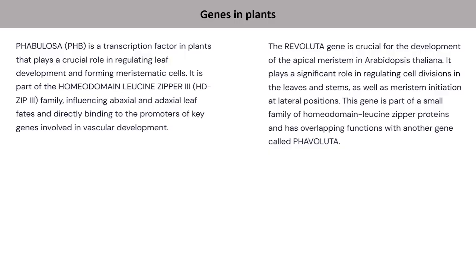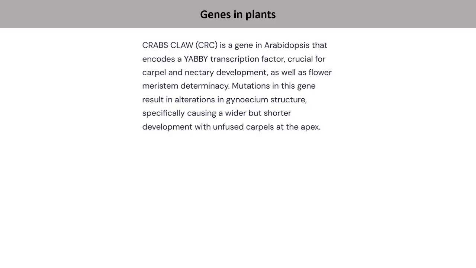So all these three genes will be responsible in determining the fate or the sites where the meristematic tissues will place itself inside the leaf arrangement. Now the fourth gene was Crab's claw, which is also called the CRC gene. So in Arabidopsis, it basically encodes a YABBY transcription factor.